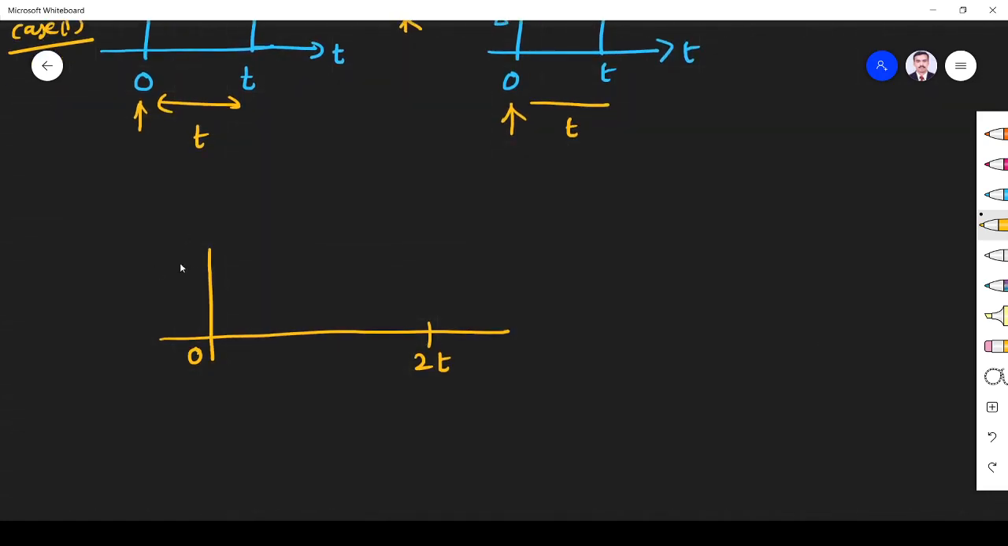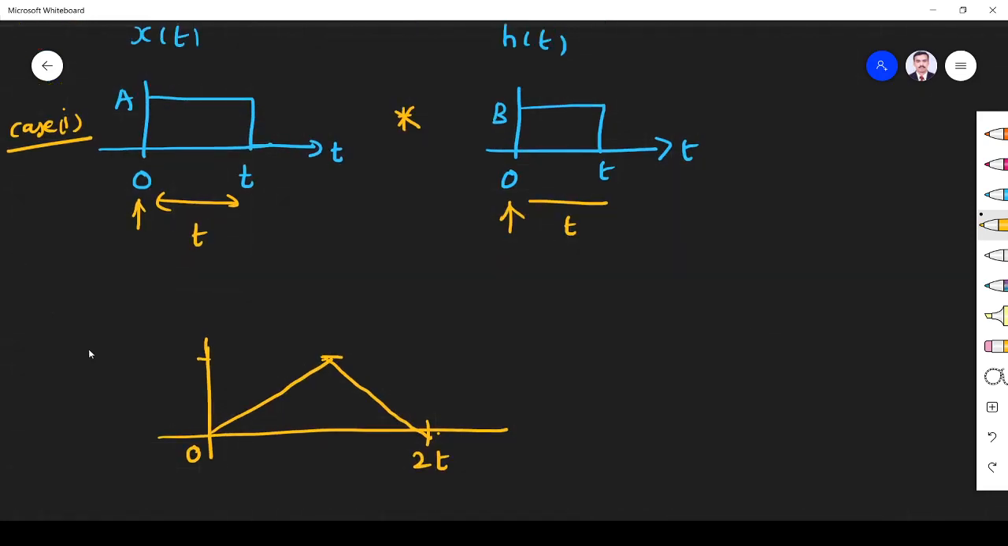Now what we have to do? Then the output will go like a triangle, right? So what about this peak value? It is the amplitude of the input signal, A, multiplied by the amplitude of h of t, the impulse response, B, and the time period t. This is our output.